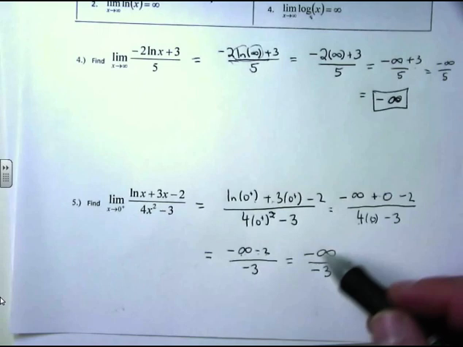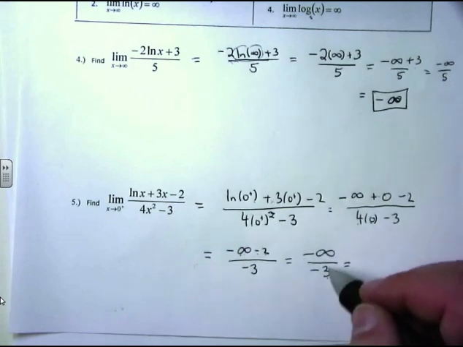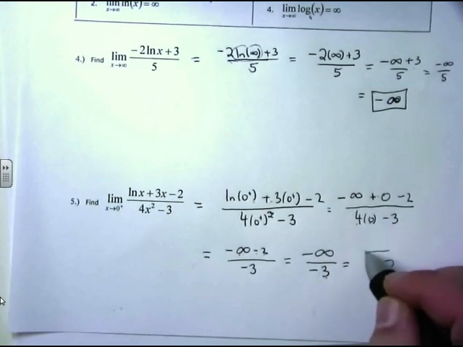But what are the signs? Negative infinity divided by negative 3. Well, a negative divided by a negative is a positive. Infinity divided by 3 is infinity. The answer is positive infinity.